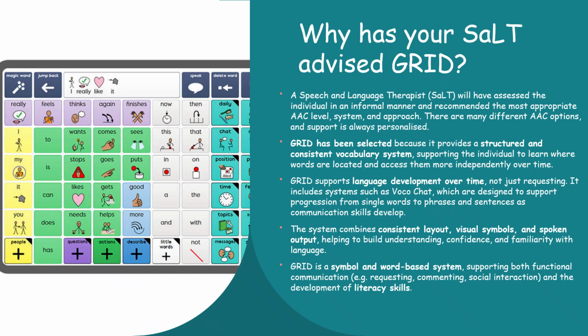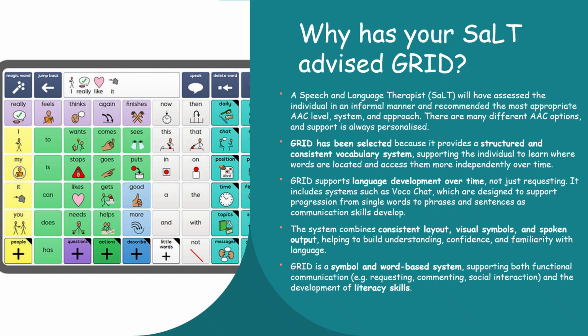It's also important to highlight that Grid is designed to support language development and not just requesting. So things like maybe PECs might be more requesting based, whereas your Grid supports, like we said, that functional and that social communication. And systems such as the Voco Chat, which is a system within Grid, allows individuals to move from single words towards combining words and building sentences as the skills develop. So it's really lovely because it helps progress through those stages. And the combination of clear visual symbols and consistent layouts and spoken output helps to support understanding, confidence and familiarity within their language.